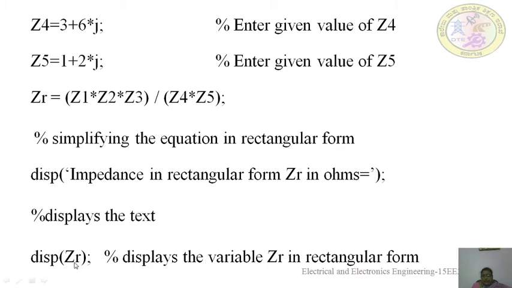Display ZR. So now when this line is executed, whatever value is being calculated, that is ZR we are getting, that will be displayed. That is, the impedance in the rectangular form will be displayed, because whatever calculations have been done here, that result is stored in the variable ZR. So that impedance in the rectangular form will be displayed.